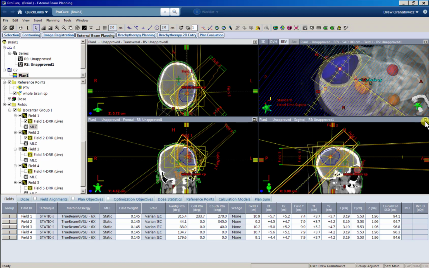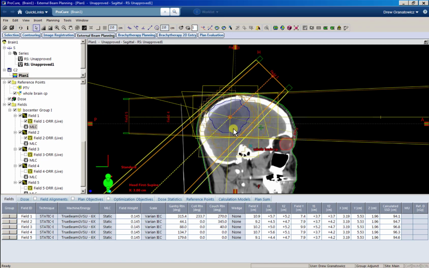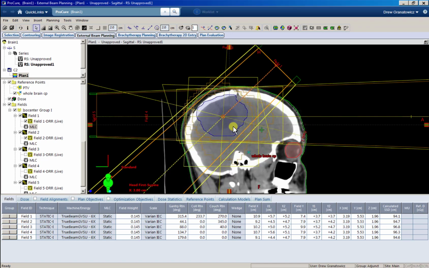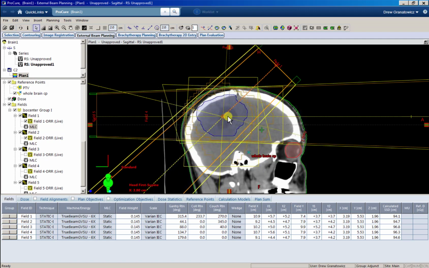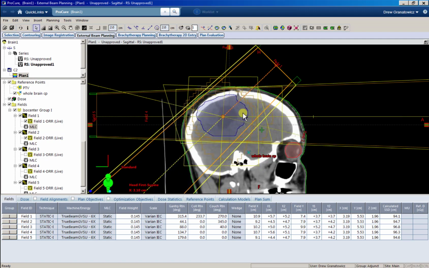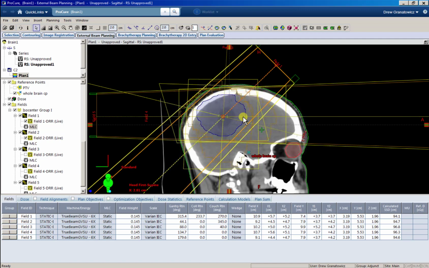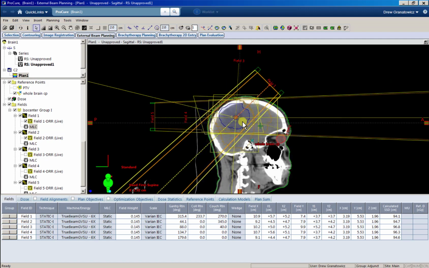So this field 1, I'm doing the same thing that I did with my coplanar beams, right? I'm kind of looking at the shape of my PTV and select this field 1. I put the couch at 90, and then I rotated my gantry up over the head, so we're going to enter through the top of the head. And again, I kind of see a line on the edge of my PTV, so I'm just trying to match that so I can get as conformal to the shape there as possible.